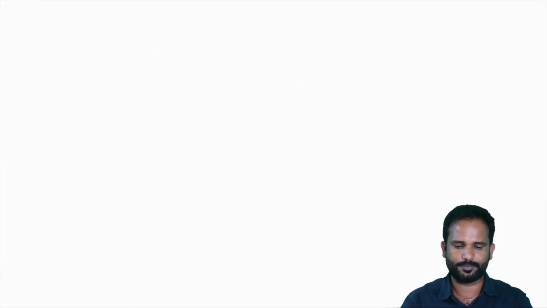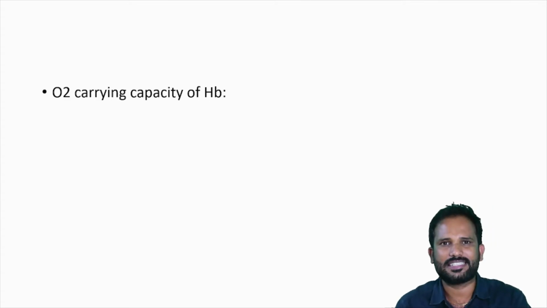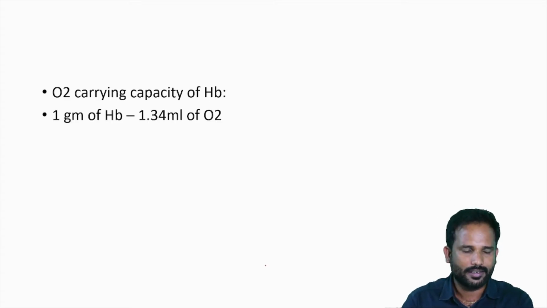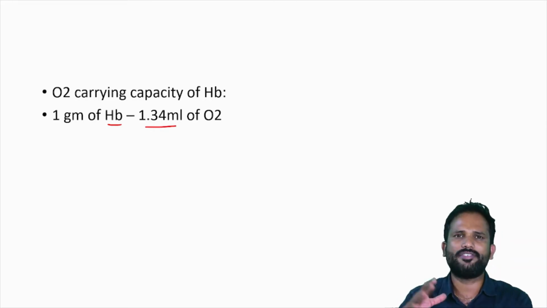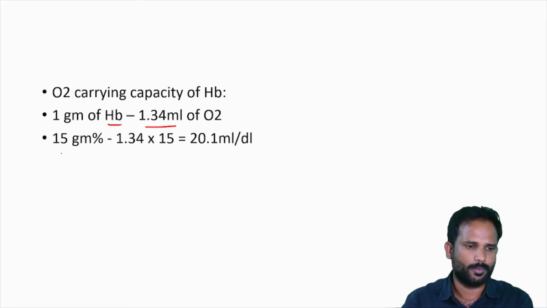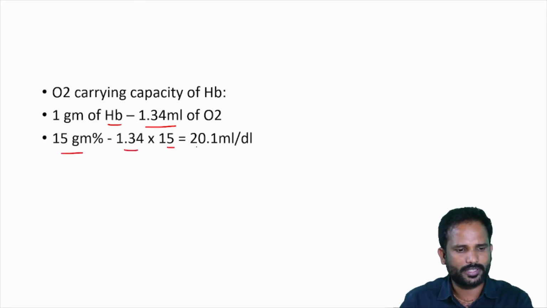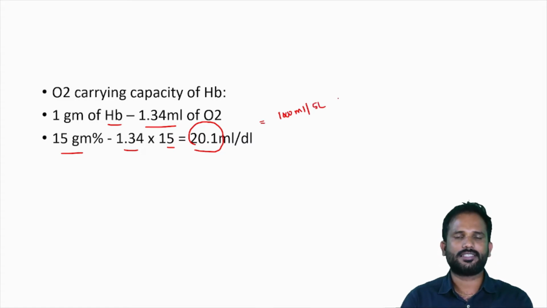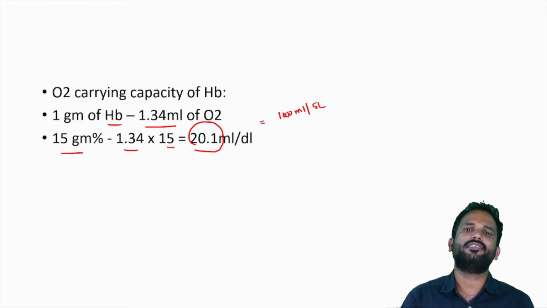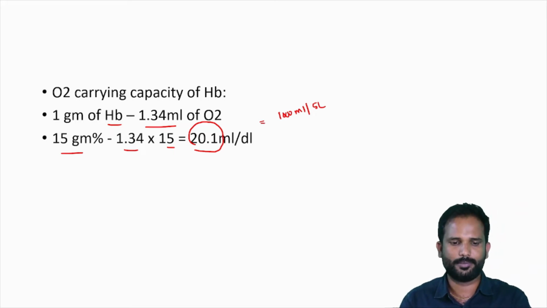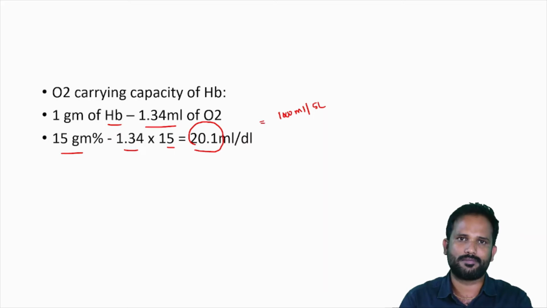And coming to the oxygen carrying capacity of hemoglobin, 1 gram of hemoglobin can carry 1.34 ml of oxygen. So normally we consider 15 grams as normal. So 15 grams is 1.34 into 15, around 20.1 ml per deciliter. If we convert it into 5 liters, it will be almost 1000 ml per 5 liters. So that is more than required, which is only 250 ml per minute, but we are getting around 1000 ml per minute.